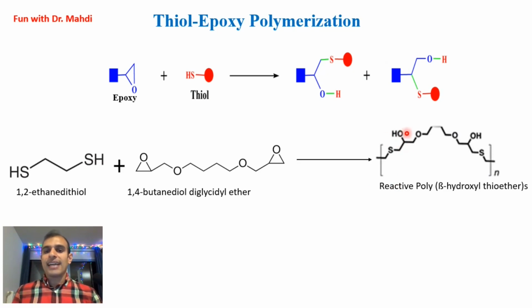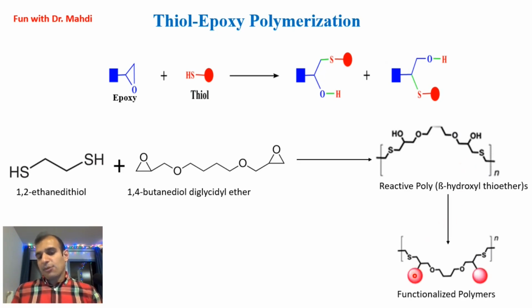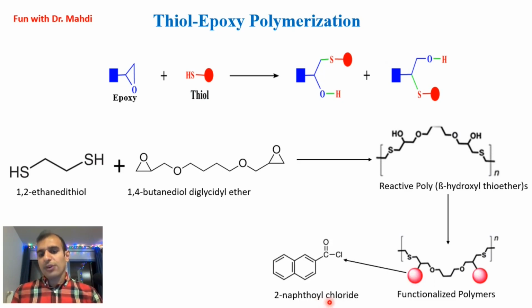Because still you can see we have some hydroxyl on the surface of the polymer, and I mean they like to participate in more reactions, and after that we call it functionalized polymer. First we made polymer using chemical reaction, and after that the polymer participated in some more reactions, and now we have functionalized polymers. And naphthoyl chloride is an example. I mean it can participate in reaction with reactive polymer, and after that we will have functionalized polymer.